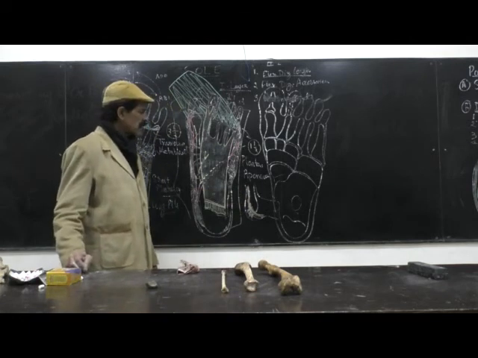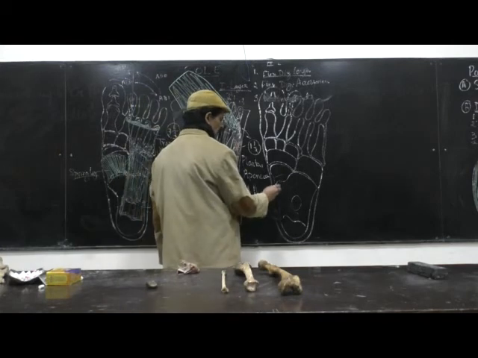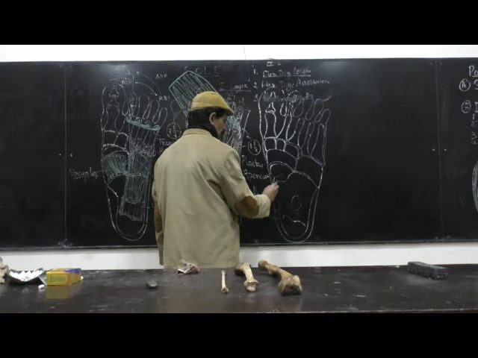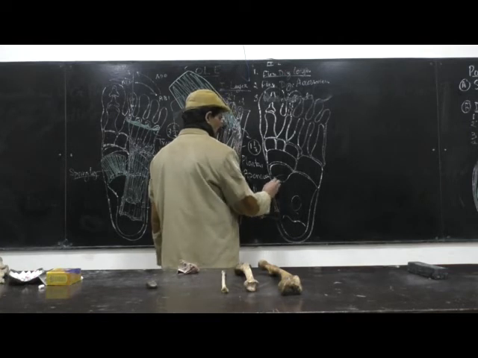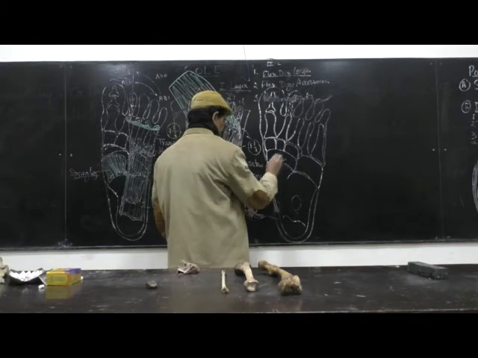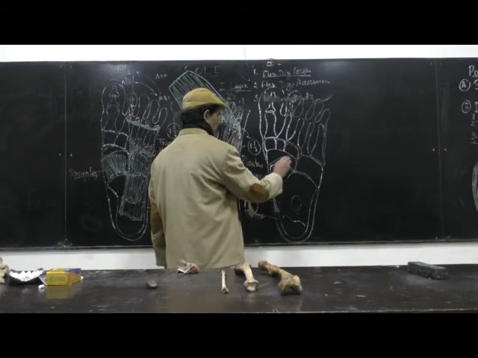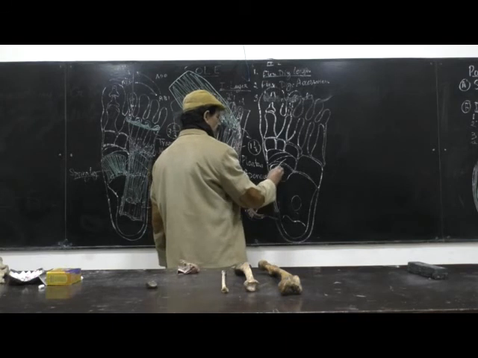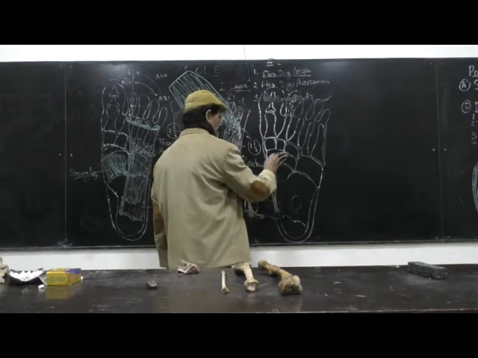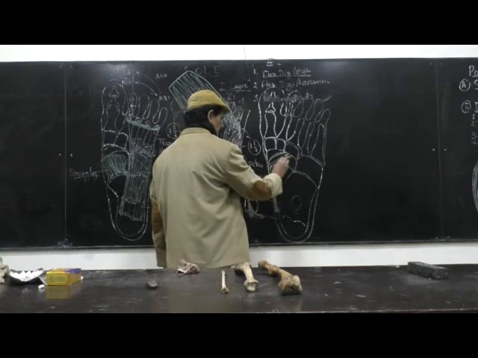So this tendon, after touching the sustentaculum tali, now enters the groove, the oblique groove over the plantar surface of the navicular bone. So this tendon flexor digitorum longus will enter into the groove over the plantar surface of the navicular bone.